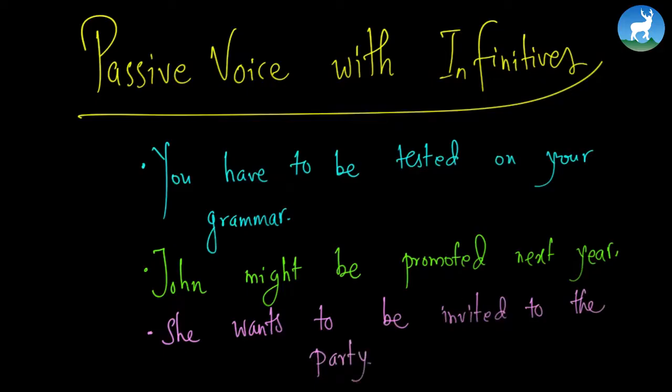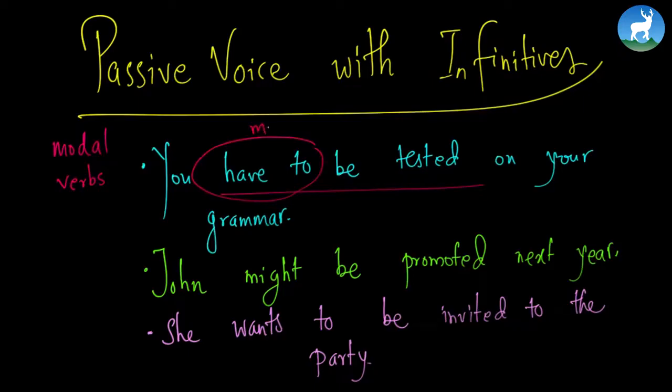All right, let's find the passive construction. The infinitive passive voice is used after modal verbs. So think about the term called modal verbs. And other most verbs normally followed by an infinitive. You have to be tested. Have to is a modal verb. I'm writing MV here as a modal verb. We have be construction followed by a past participle or V3.